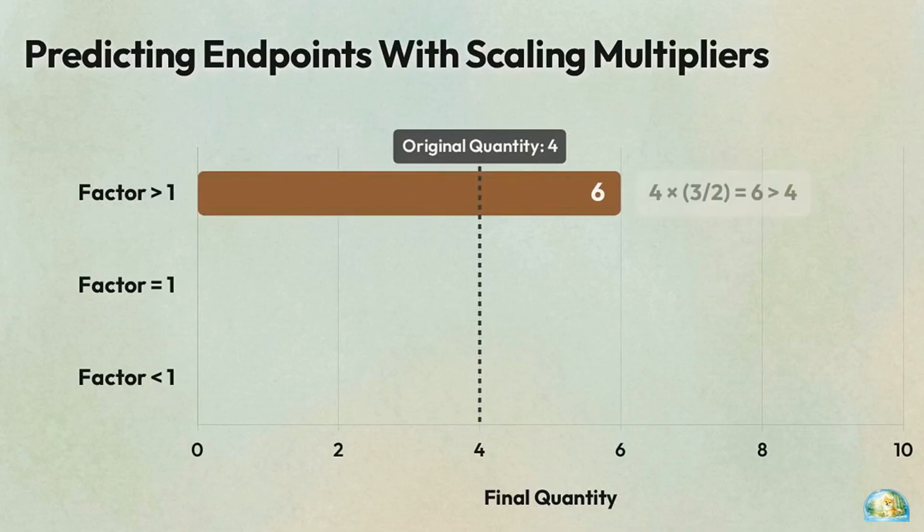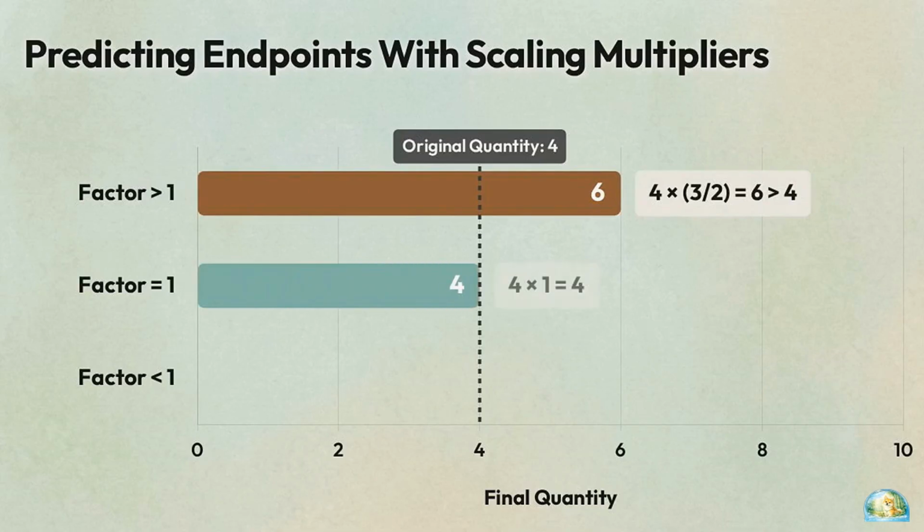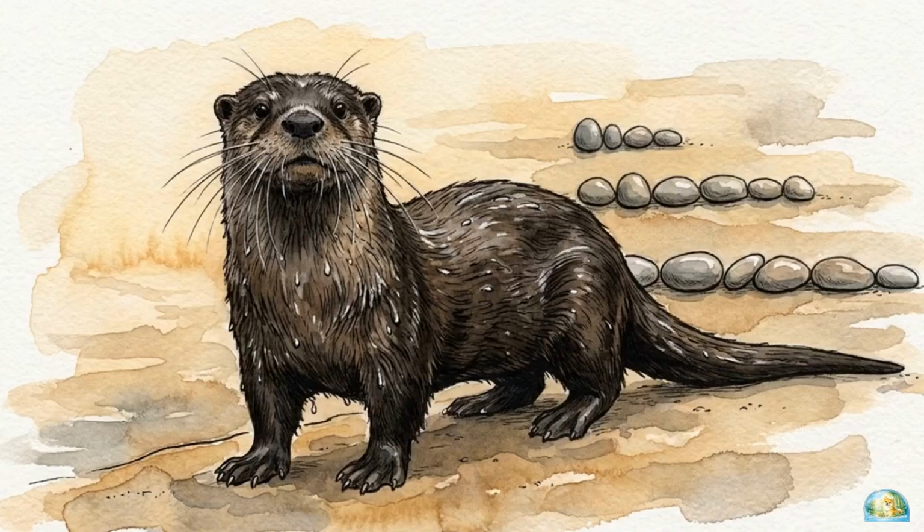A factor of 3/2 extends the result to 6. A factor of exactly 1 preserves the original 4. And a factor of 1/2 shrinks the result down to 2. Scaling is entirely predictable. By evaluating the multiplier against the number 1 first, you will always know the outcome.